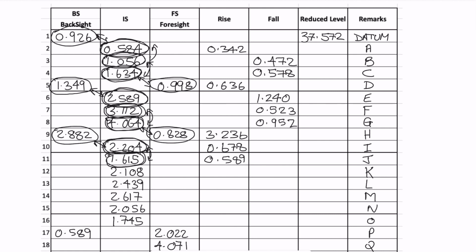Next two readings, work out the difference. Second one is larger, therefore that represents a fall. Next two readings, work out the difference. Second one is larger than the preceding one. That represents a fall. Next two readings.